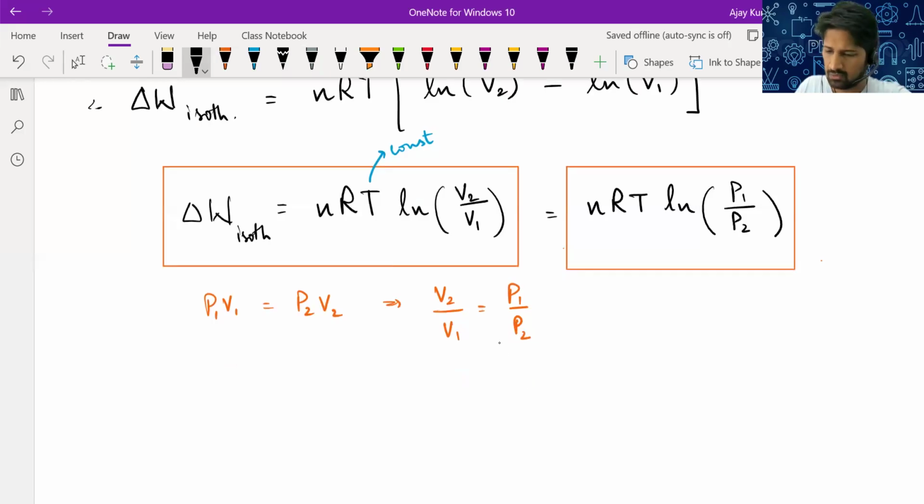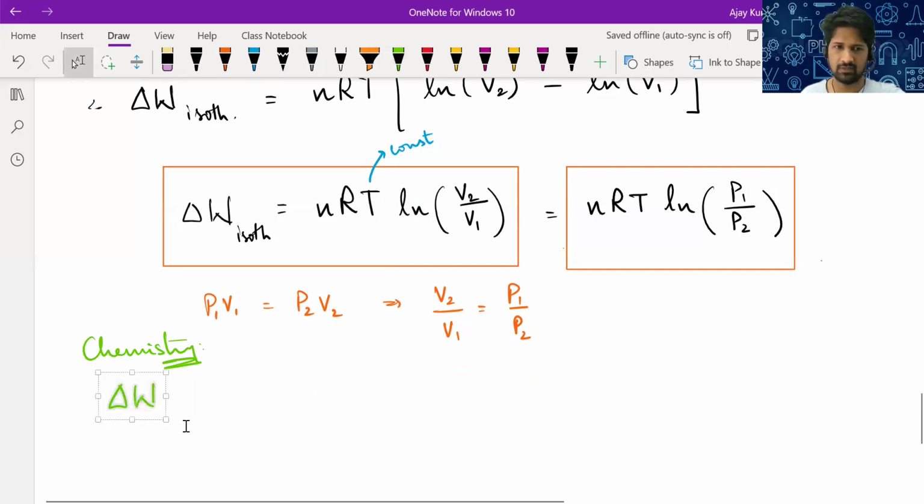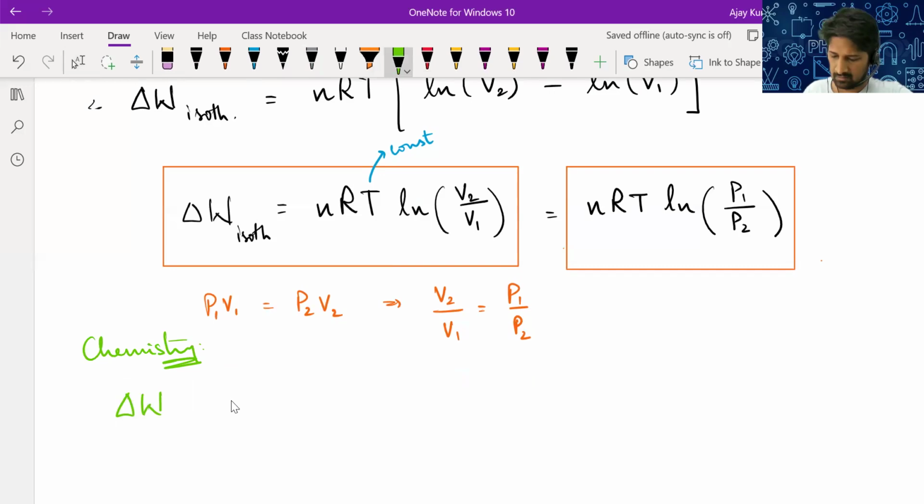Now, I want you all to be clear here. In chemistry, you have thermodynamics also. There also you have a formula for work done in an isothermal process. As far as NCERT is concerned, this is the formula that you have. I don't know about other board syllabus. Can any of you tell me the formula if you have gone through thermodynamics in chemistry? I think you would have. In chemistry, they teach thermodynamics much earlier than in physics. Do you remember any formula for work done in an isothermal process?